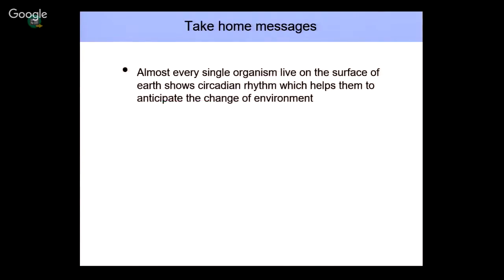So the take-home message I want to say is that I used a lot of different examples, different organisms in this class to show you that almost all organisms, from complex organisms like humans to simple organisms like bacteria, coral reef and insects, all have a biological clock inside our body to help us anticipate the change of our environment, to help us survive better.